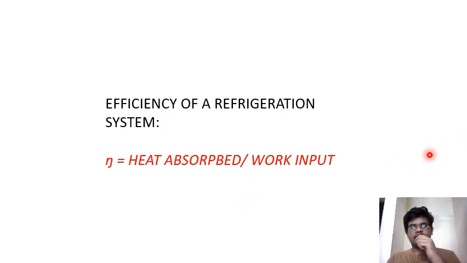So that's how a refrigeration system works, and we have discussed efficiency, the types of refrigeration systems, and how a condenser, compressor, evaporator, and expansion valve work in a refrigeration system.